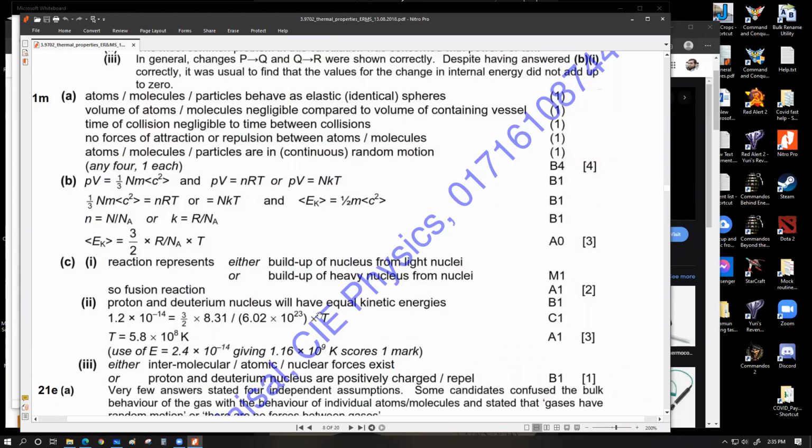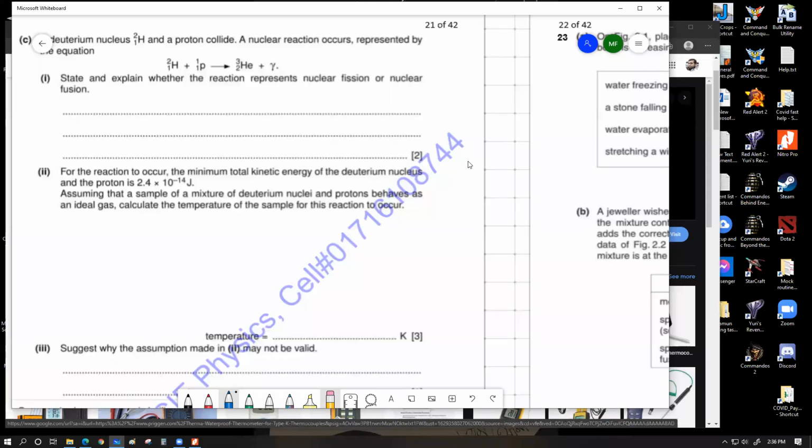Proton and deuterium nucleus will have equal kinetic energies. We have to divide the kinetic energy amount by 2. This is the key part. Yes, so let me explain. The question says that the minimum total kinetic energy of the deuterium nucleus and the proton is to be this thing. And then comes the idea.